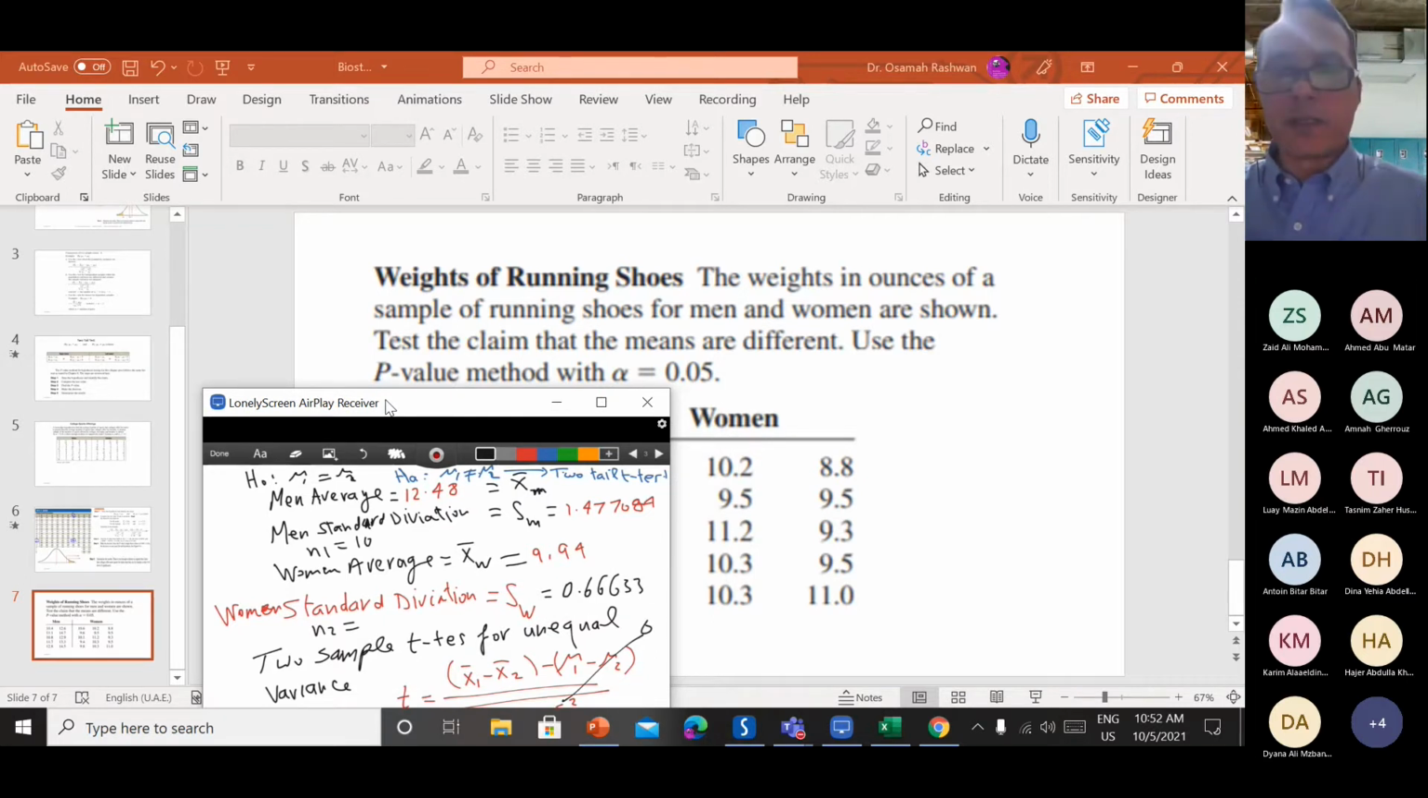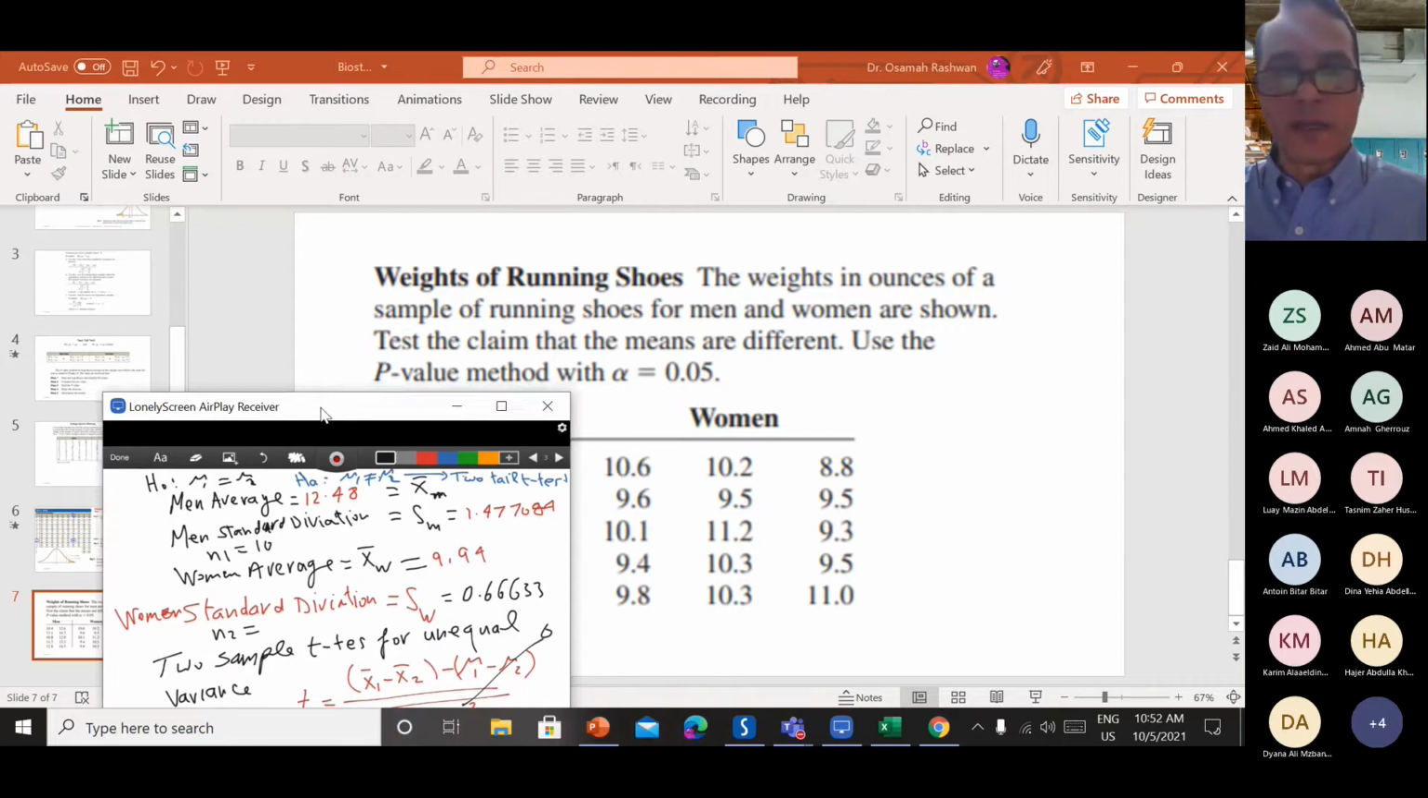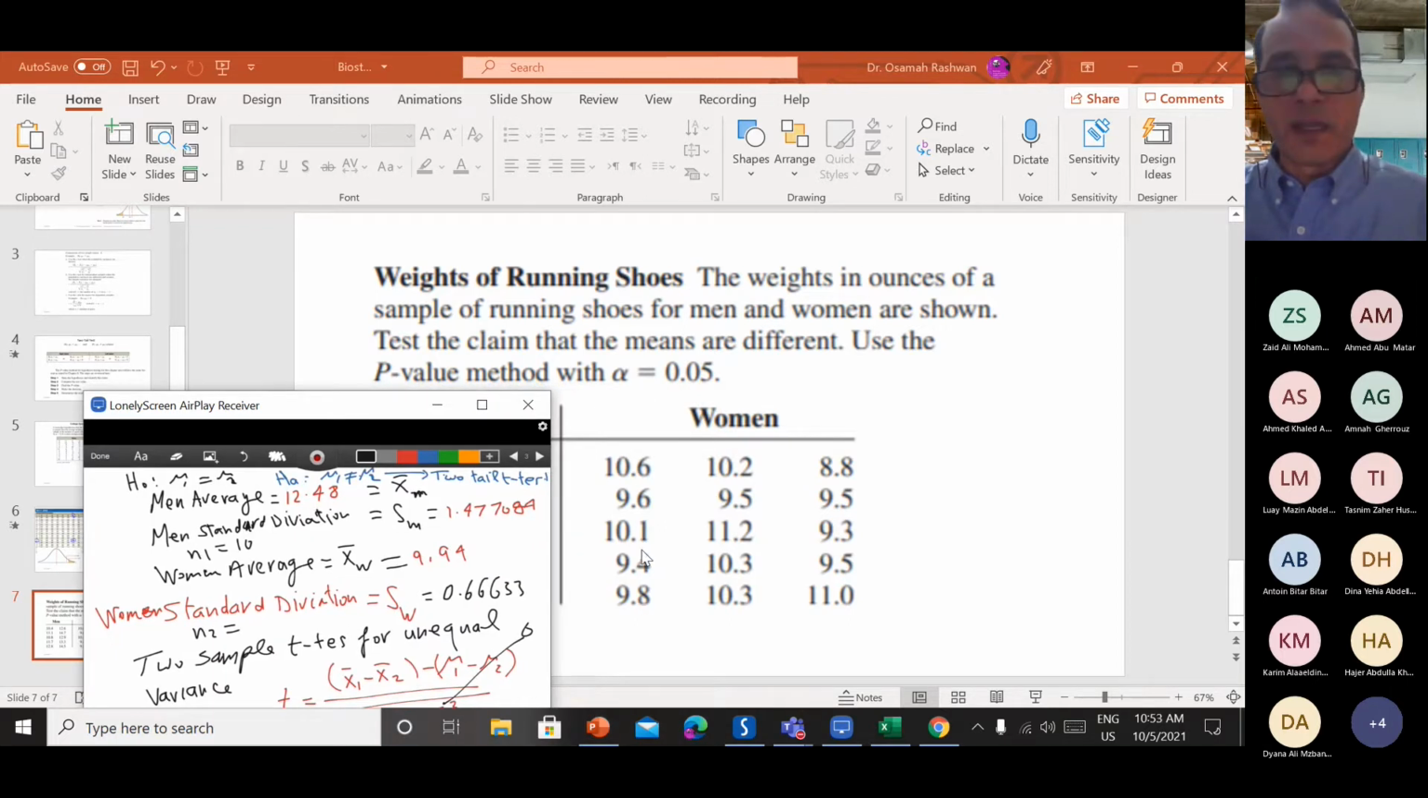N2 is equal to what for woman? 1, 2, 3, 4, 5 times 3 is 15. So I can here write 10 plus the standard deviation for the woman 0.666 square over N2, which is 15. Can you give me the value of this one?